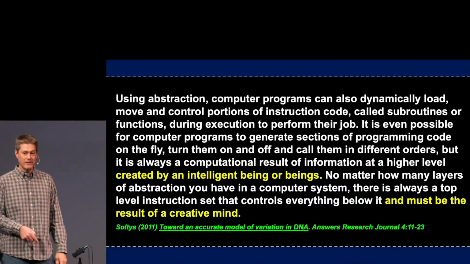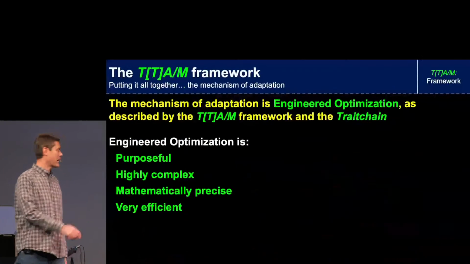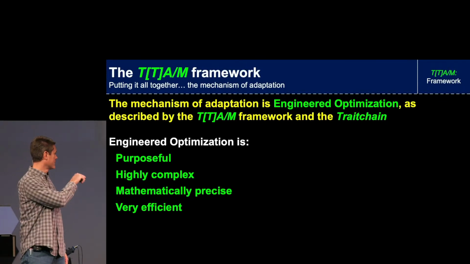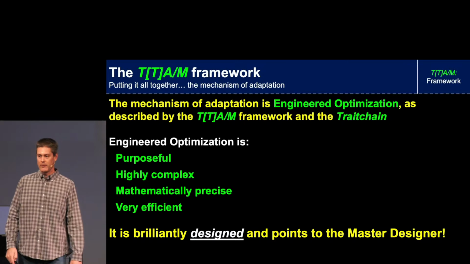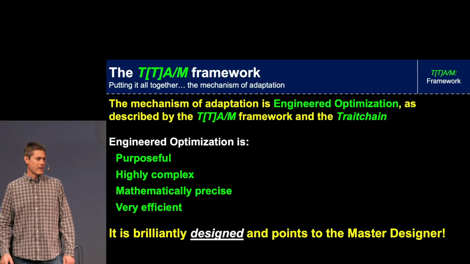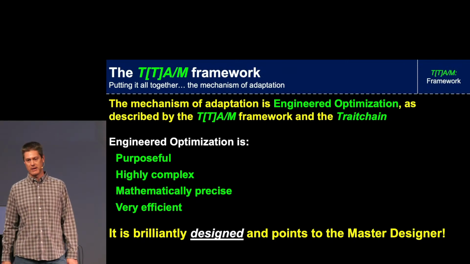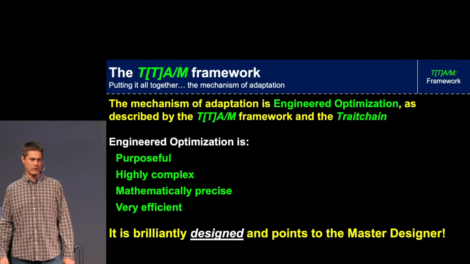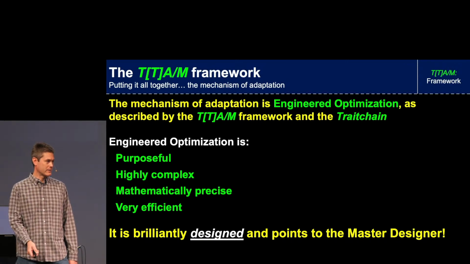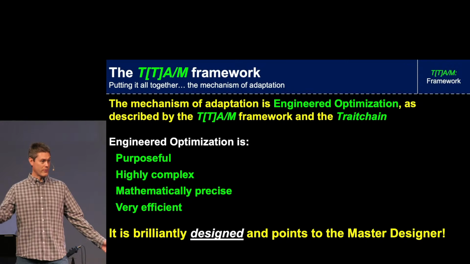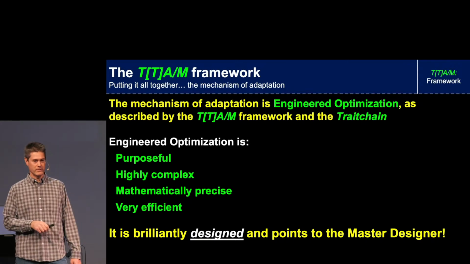So what I just presented to you is an extremely powerful argument for design that points to the master designer. Adaptation does not happen by chance. It does not happen by natural selection. It is designed by a creator to allow creatures to optimize to their environments and, after the fall, as a side benefit, survive.